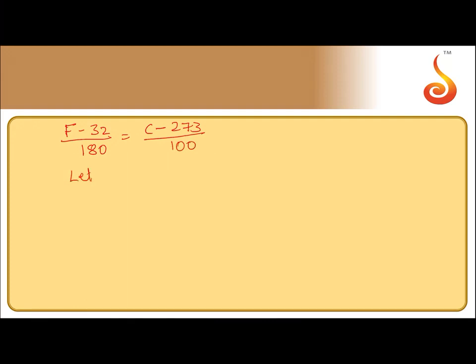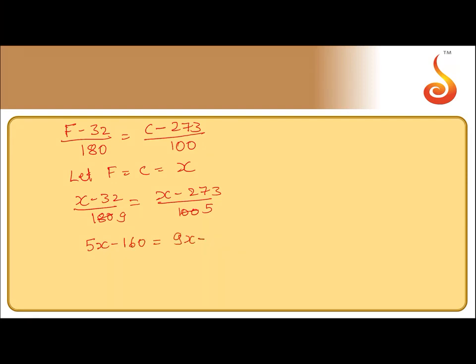Let F is equal to K is equal to some x. So both are given to be equal. Find x. So (x minus 32) divided by 180 is equal to (x minus 273) divided by 100. So simplify this. 20 is a 5, 180 is a 9, cross multiply. 5x minus 160 is equal to 9x minus 273 into 9.